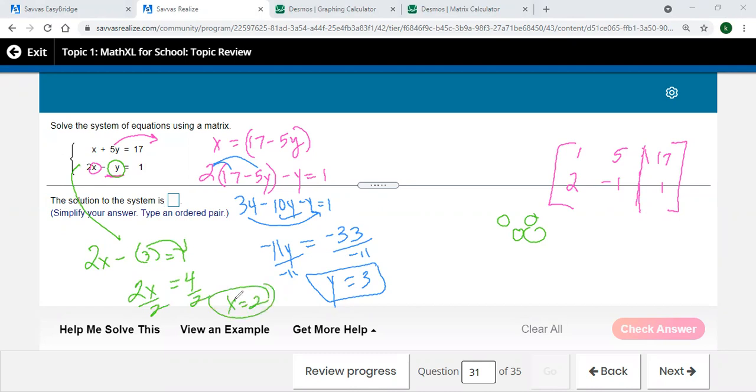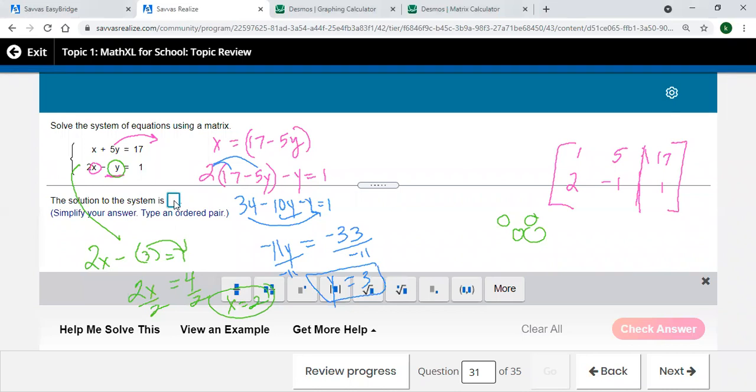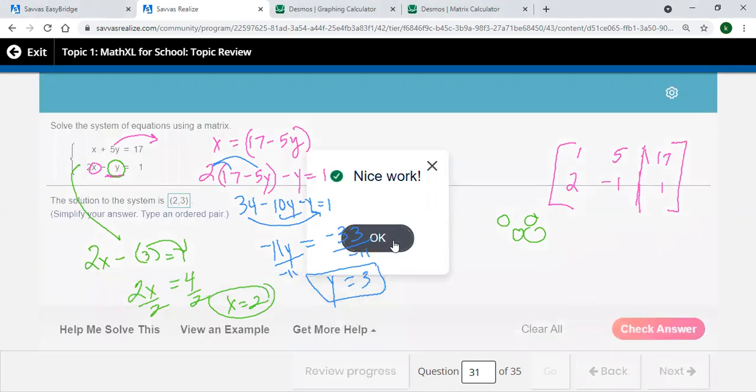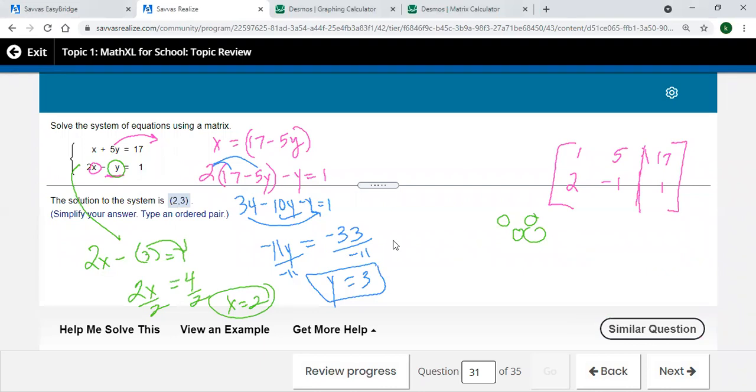So there's my 2 and my 3, the solution to the system, and it's asking for an ordered pair if you read underneath the box this time. So make sure you put it in an ordered pair form. And we said 2, couple arrows to the right, and a 3. We should have it. I'm confident we did it in a couple different ways, got the same answer both times. So there you go, a couple ways you can work that problem.